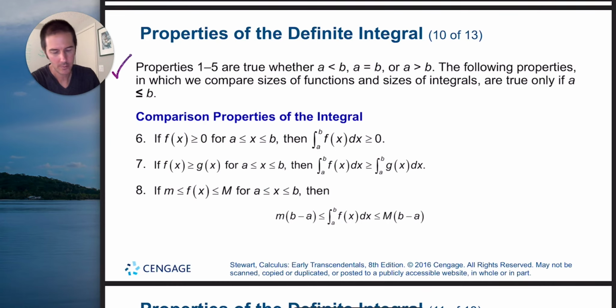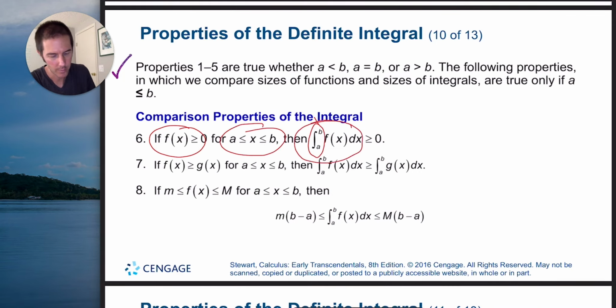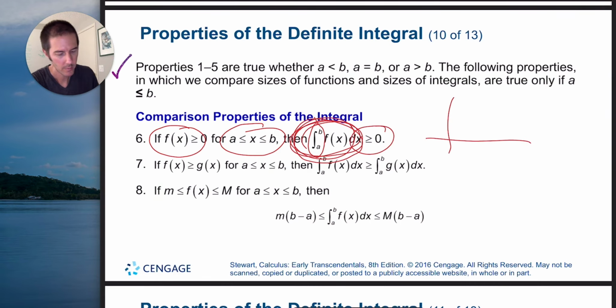Yeah, these are nice. They're kind of commonsensical. Number 6 says that if your function is greater than 0, in other words, if your function is above the x-axis, then when you find the area under the curve from A to B, the area under the curve is going to be positive. Yeah, for sure. If I'm finding the area under the curve right here and I'm above the x-axis, the area is going to be positive.